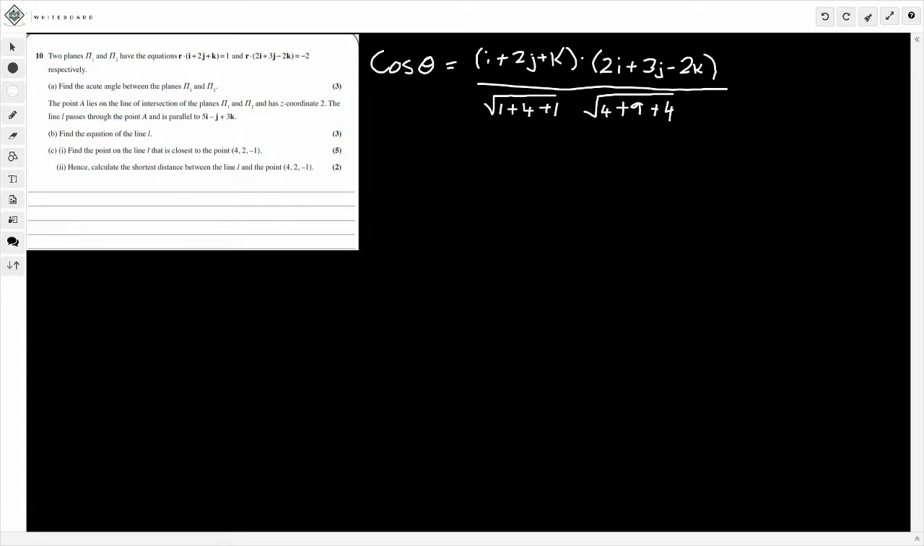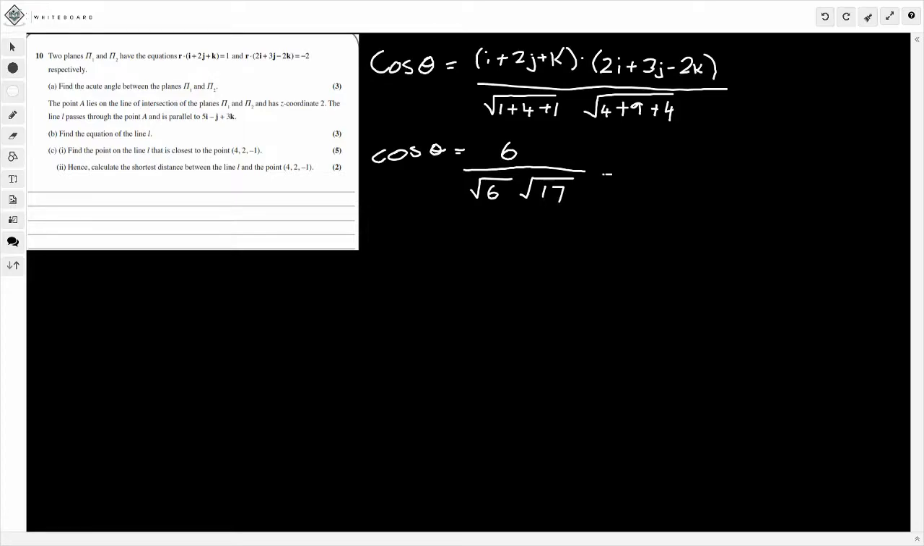So if we simplify this, what are we going to get? We get that cos theta is equal to, so this is 1 times 2, so that's 2. 2 times 3 is 6, so that's 8. And then 1 times minus 2 is minus 2, so 8 minus 2 is 6. So the numerator is going to be 6. And then the denominator is going to be square root of 6 times square root of 17.